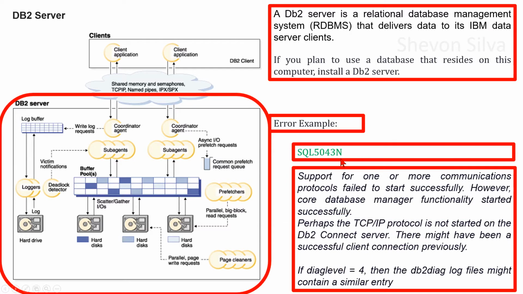As an error example, SQL5043N. Support for one or more communications protocols failed to start successfully. However, core database manager functionality started successfully. Perhaps TCP/IP protocol is not started on the DB2 Connect server. There might have been a successful client connection previously. If DIAGLEVEL is equal to 4, then the DB2 diag log files might contain a similar entry.